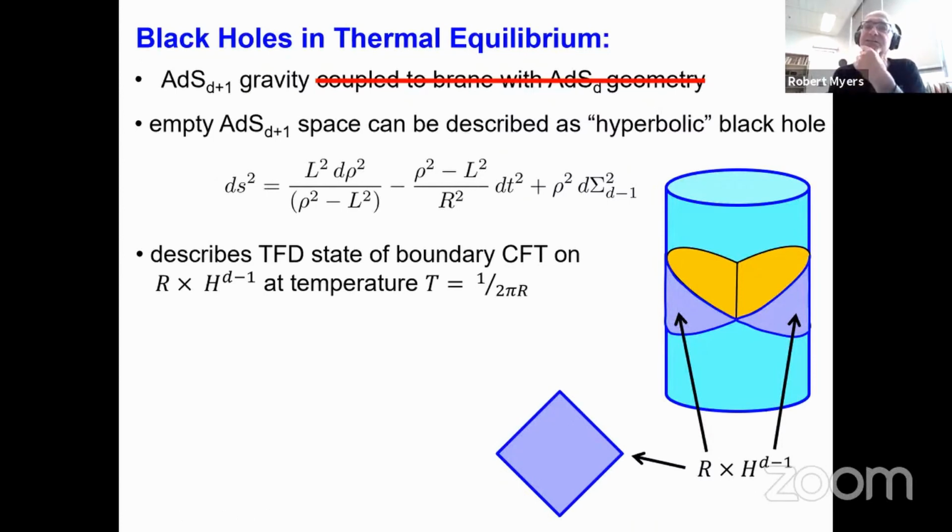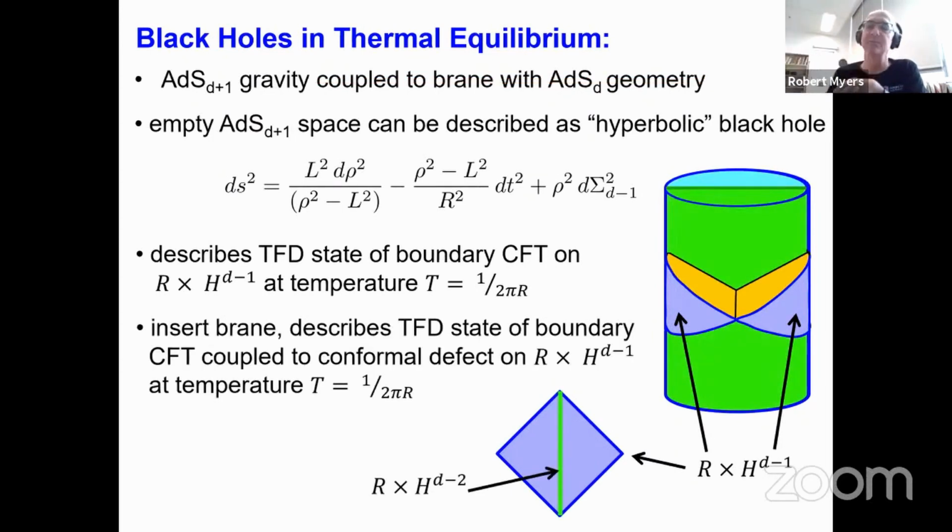Now I wanted to have this brane physics. So what do I do? I just take that geometry and I stick a brane in the middle of it. And so all I've done is I've added some extra degrees of freedom. And so in fact, I've really still got this thermofield double state in the boundary, but now it's the CFT coupled to my conformal defect with the same temperature here. So in this picture, the conformal defect is just a line that runs down the middle of my diamond or my space.